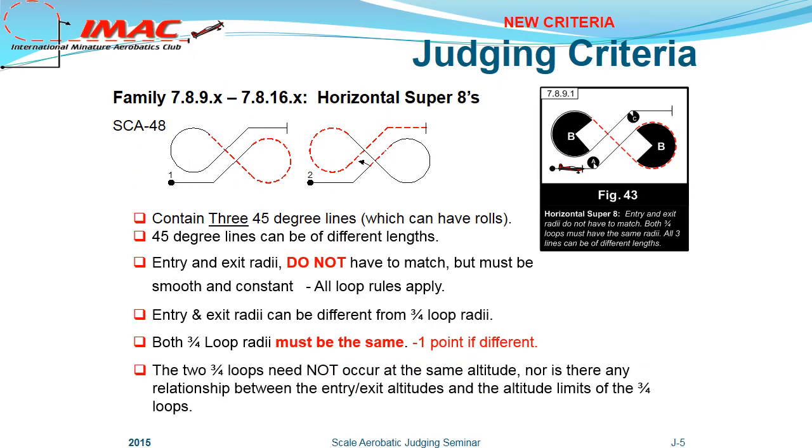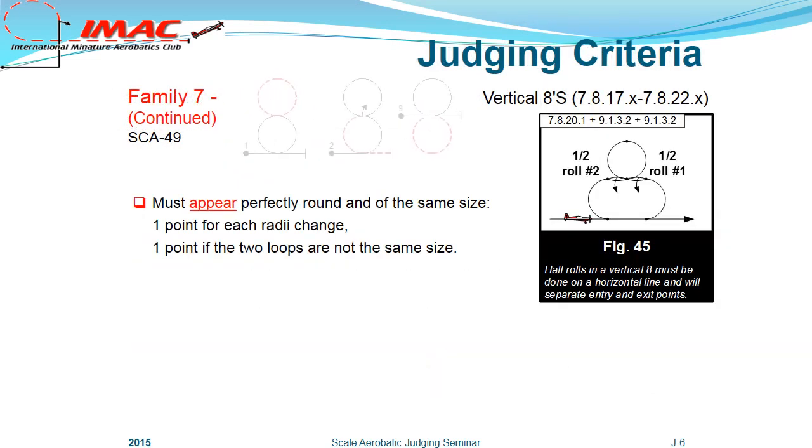The 3/4 loops, while of the same radius, do not have to be at the same altitude at any time in the figure. The last figure is the vertical 8, sometimes referred to as a snowman. This figure consists of 2 whole loops stacked on each other.